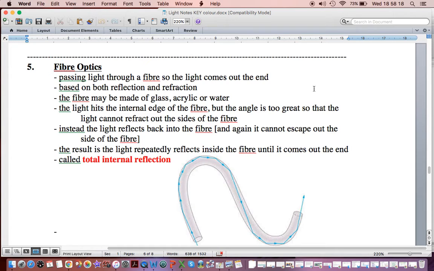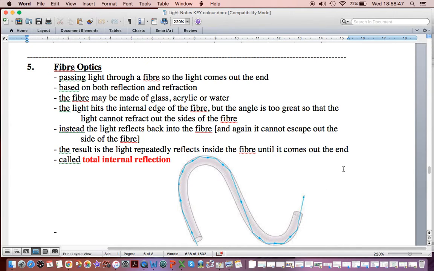When we have things like glass and water, light that's inside the fiber, if it hits at too large an angle, it cannot refract out. It cannot escape out the sides of the fiber. And that fiber could be made of glass, it could be made of water. And so it gets reflected back in, and we end up with something called total internal reflection. Essentially the light just keeps rebounding off the sides and comes out the end of the tube.